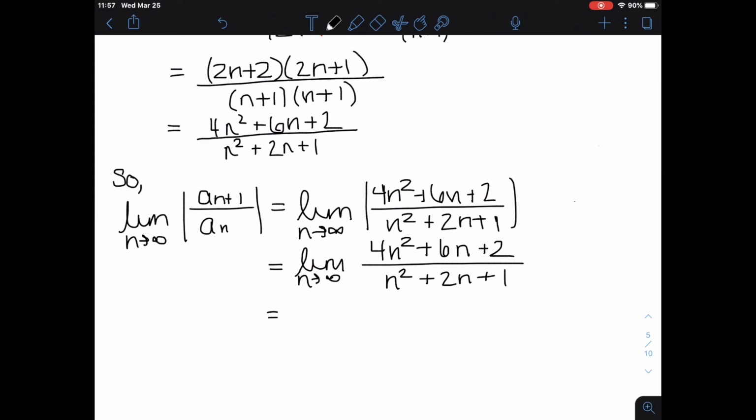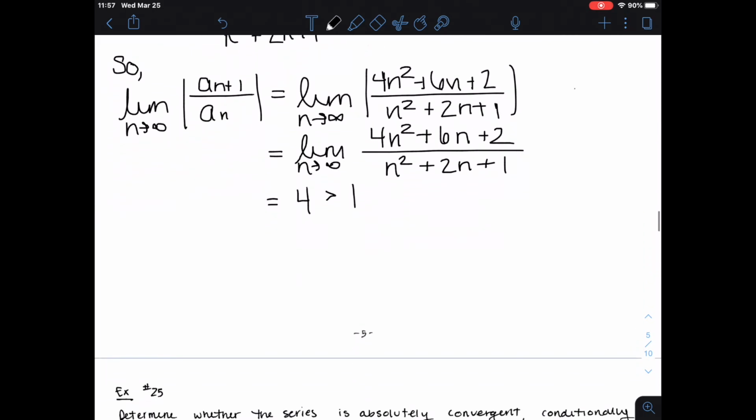So this is a nice polynomial. It's just going to go to those leading coefficients. So this limit equals 4, which is definitely bigger than 1. So what that tells us is this ratio goes to something bigger than 1. It's going to be divergent.